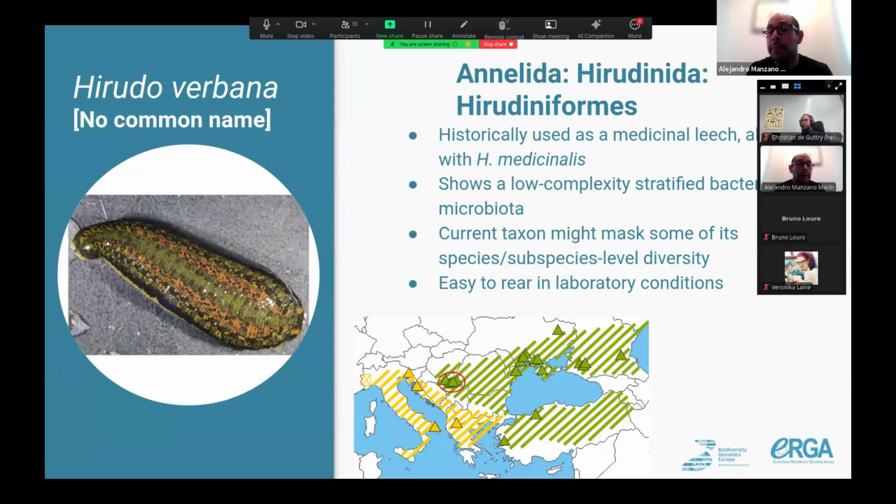For my interest, which is symbiosis, it has a very low complexity, stratified bacterial microbiota, which is very interesting for trying to find and understand digestive relationships with bacteria, because it's not very complex, but it's also not very simple. We know that its current taxonomy might hide some species-level diversity, as with the last species, which we're now exploring through ongoing projects, and it's easy to rear in laboratory conditions.